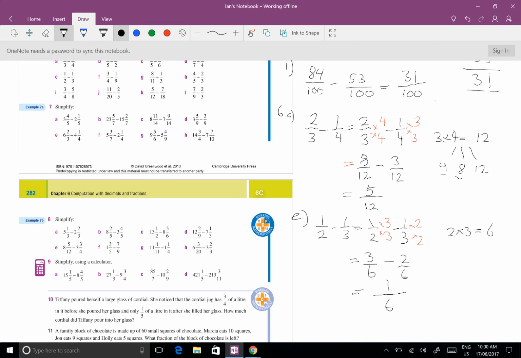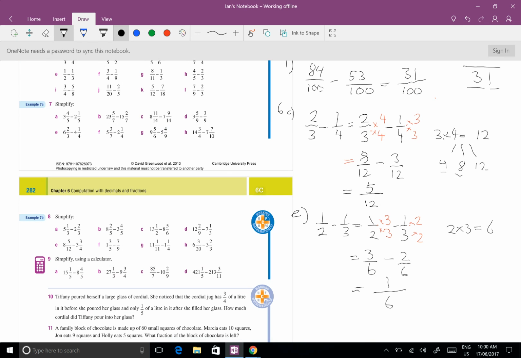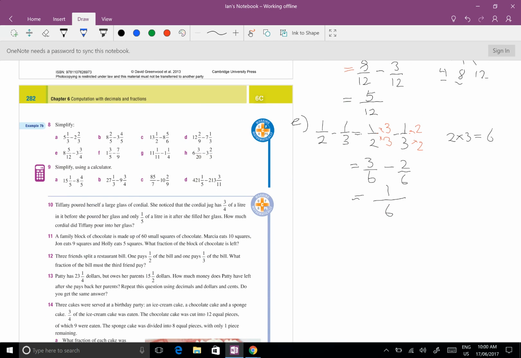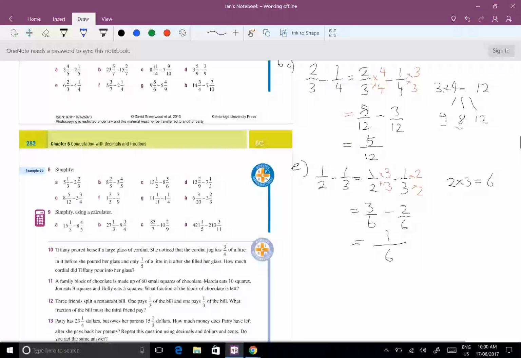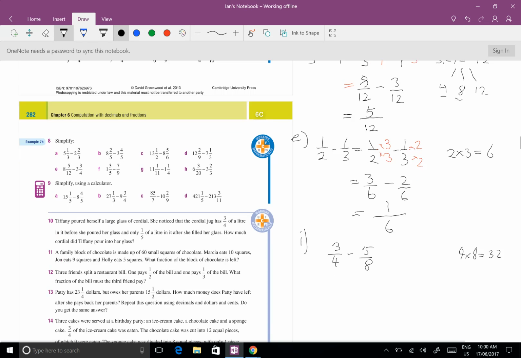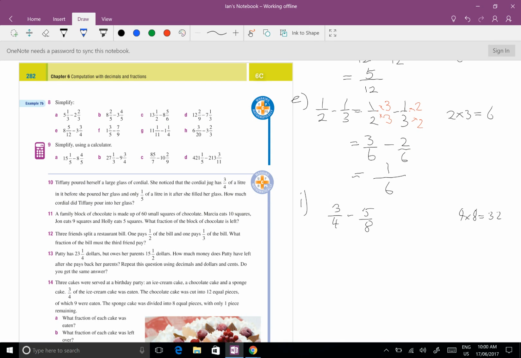Let's have a look at the next one. 3 on 4 minus 5 on 8. And this is I. 3 on 4 minus 5 on 8. Well, again, I need a common denominator. I could go 4 times 8 and get 32. I've got a sneaking feeling there might be some other ones that are a little bit lower.